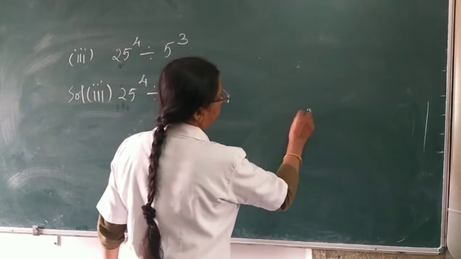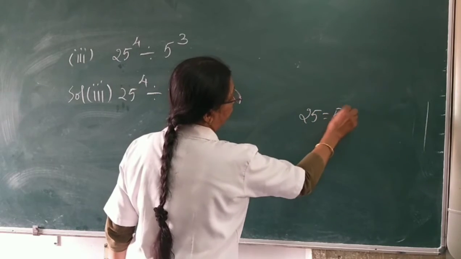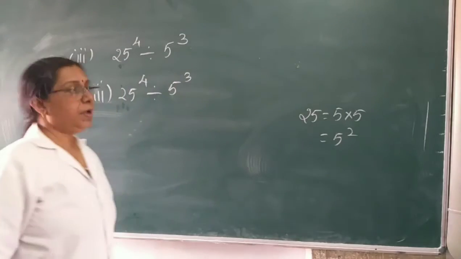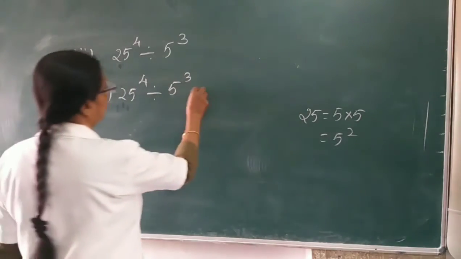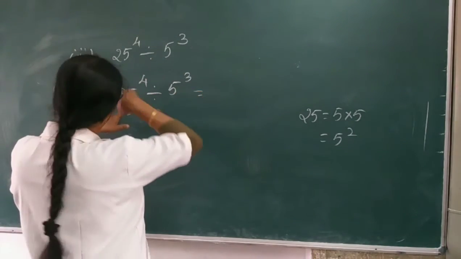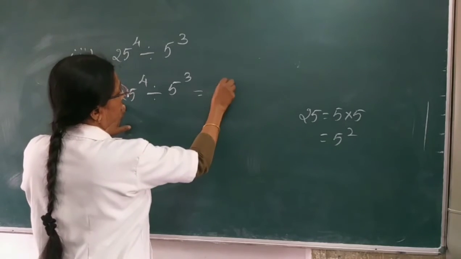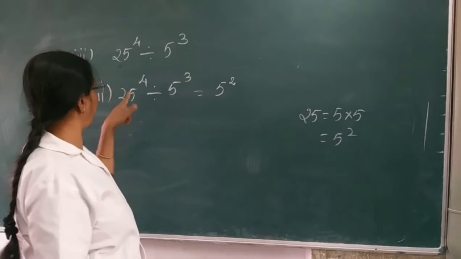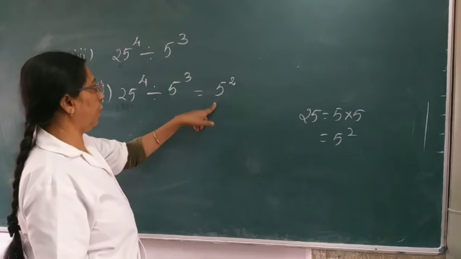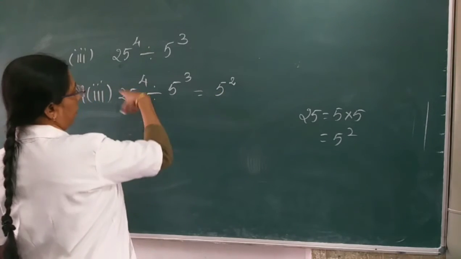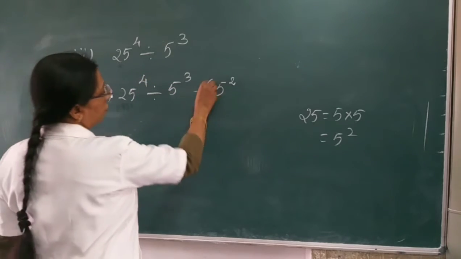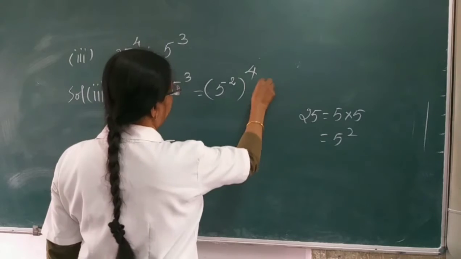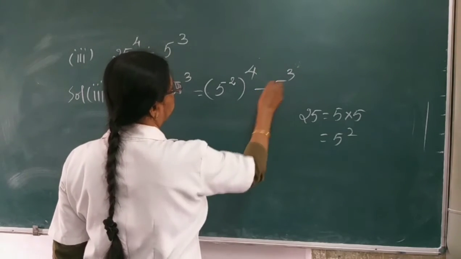See children, 25 is equal to 5 into 5, isn't it? That is 5 square. So we can write this 25 as 5 square. 5 square means 5 into 5, that is 25. So this 25 is 5 square and it is raised to 4. So it is 5 square the whole raised to 4 divided by 5 cube.